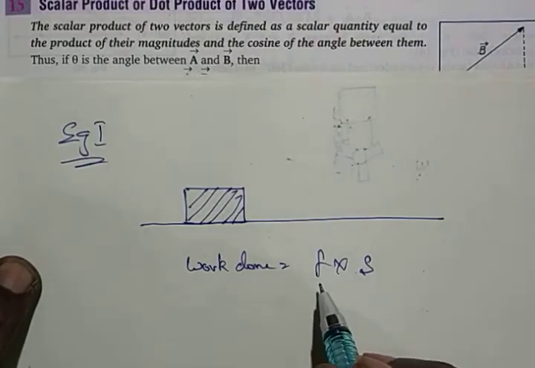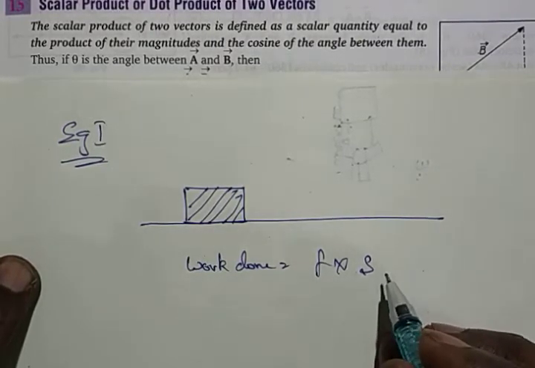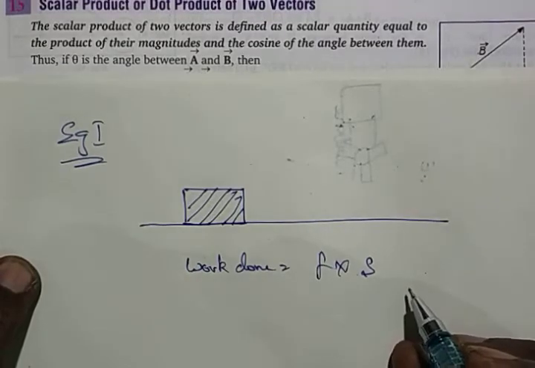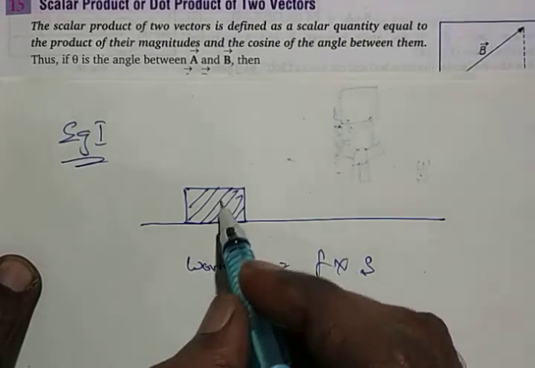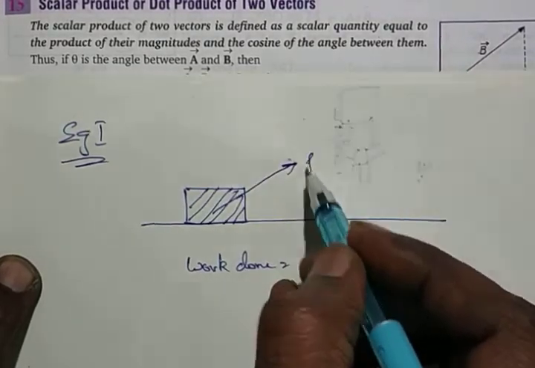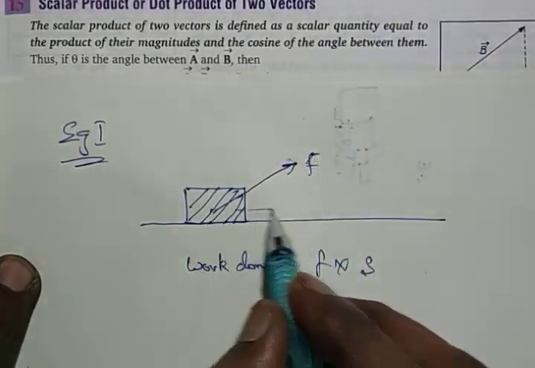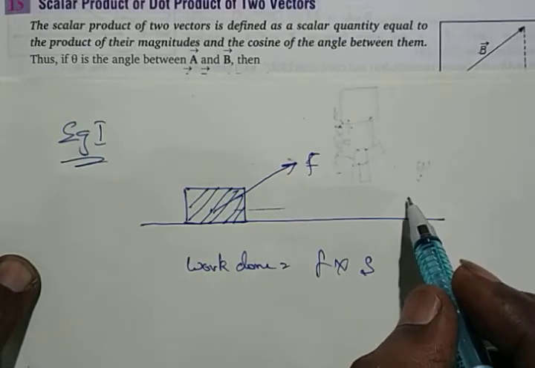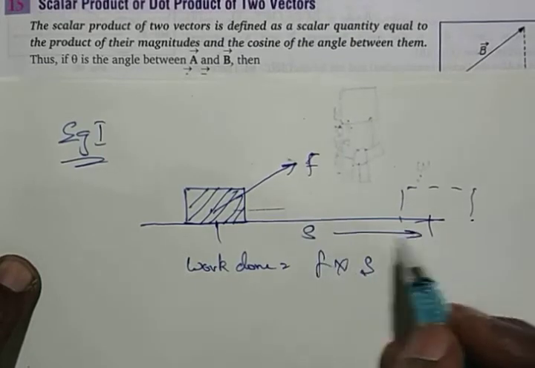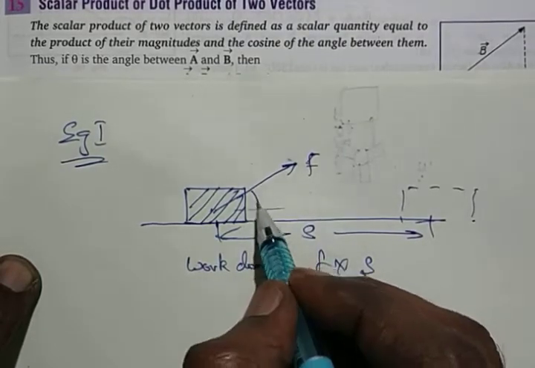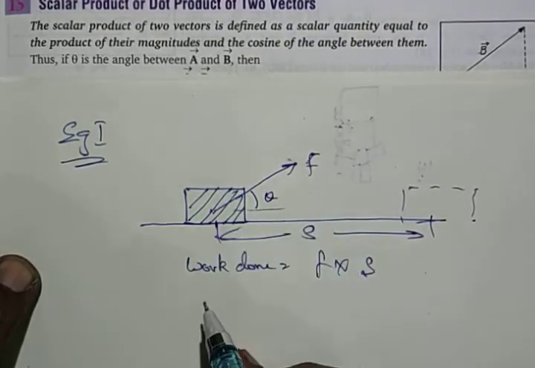Now, work done is of three varieties: when theta is equal to 0 degrees, when theta is equal to 90 degrees, and when theta is any angle. Let us take any angle here. This force is given in this direction, not in the direction of the displacement. The block is going to be finally displaced here, so this is the displacement. But there is an angle here, the force is given at an angle.